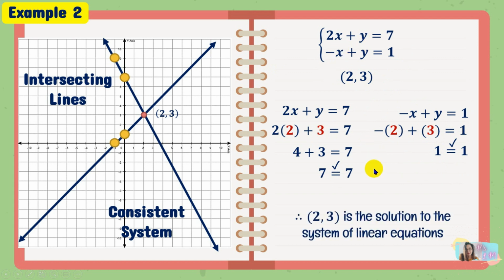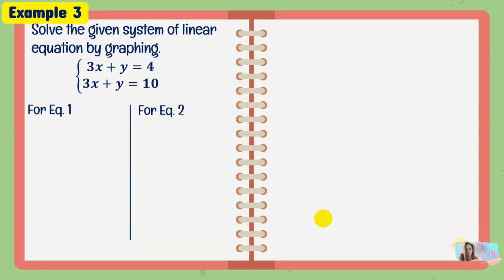And that means we can conclude that positive 2 and positive 3 is the solution to the given system of linear equations. So, this is how we solve the system of linear equation by graphing, and the first 2 examples are both consistent systems. So, kaya meron lang tayong 1 solutions. How about on our third example?